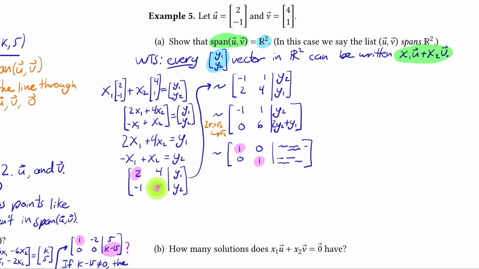This is now in reduced echelon form, so we can see where the pivot positions are in the original matrix. We can see that there's one in every column of the coefficient matrix, and there is no pivot in the rightmost column. There can't be a pivot in the rightmost column because each row can only have one pivot, and all the entries are over here. So it doesn't matter what y1 and y2 is.